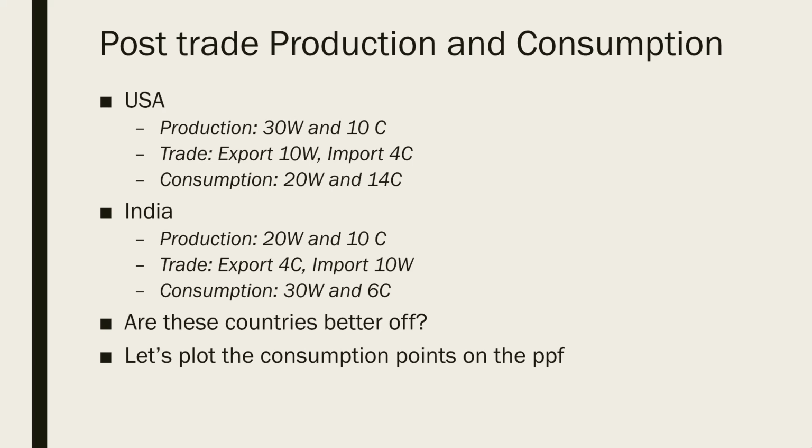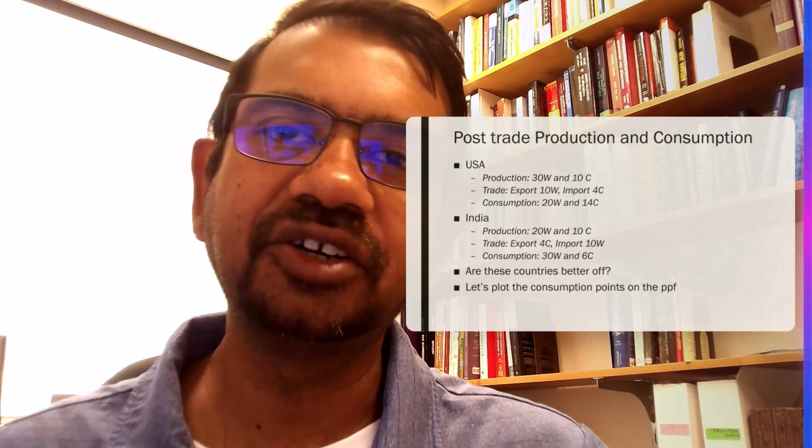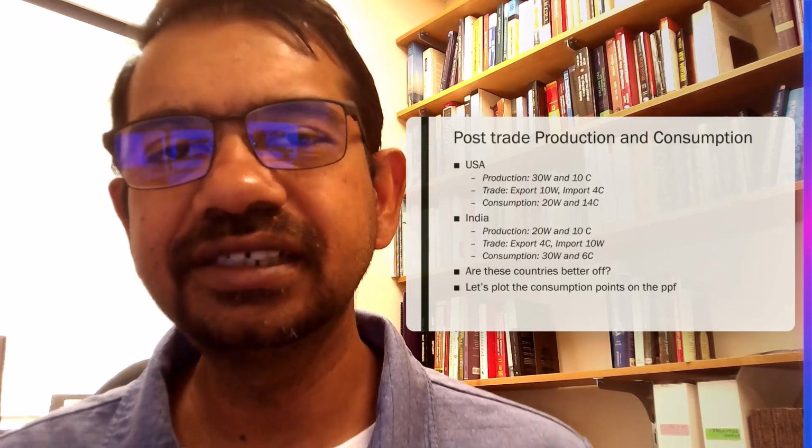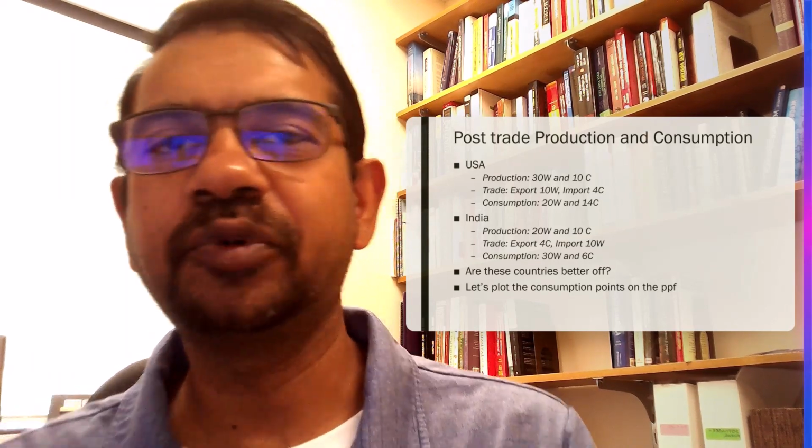Similarly for India, the production is 20 wheat and 10 computers. India exports 4 computers and imports 10 wheat. The consumption of wheat now in India is 30 units and the consumption of computers is 6 computers. Are these countries better off with this trade? To see this, let's plot these points on the PPF.